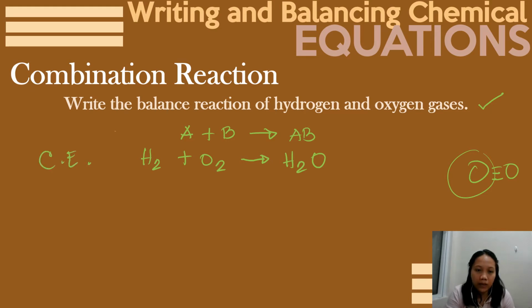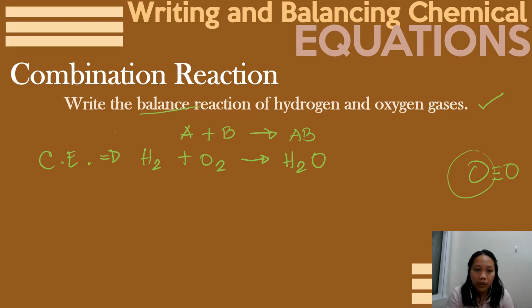Please make sure that you understand the diatomic molecules, and you memorize what are those elements na magiging diatomic molecules in nature. And of course, you have to identify whether it is a combination reaction or not. Bakit ito combination reaction? Because you only have one element involved, and that is hydrogen. Even if there are 2 hydrogens here, it is just the same element. So technically, this hydrogen here will combine with your oxygen to produce dihydrogen monoxide.